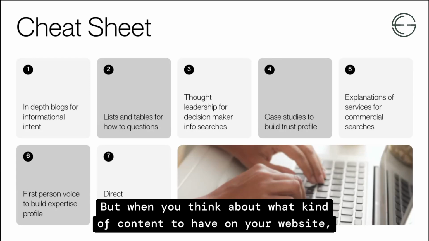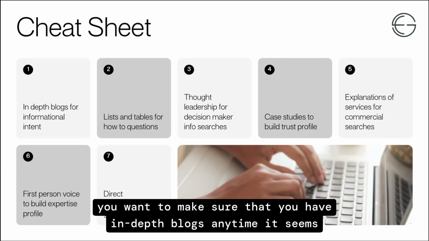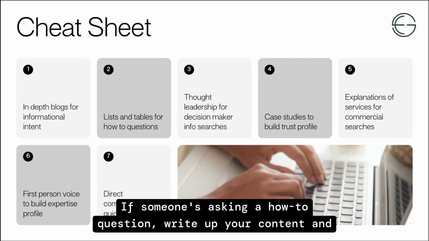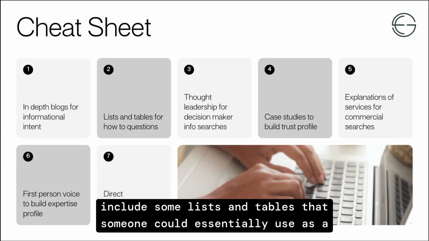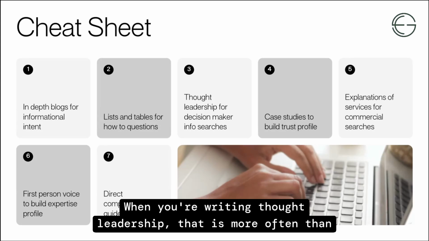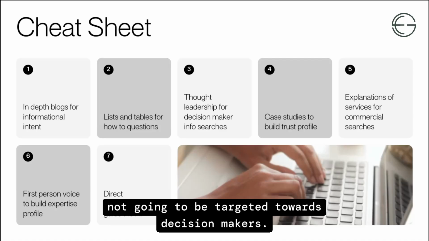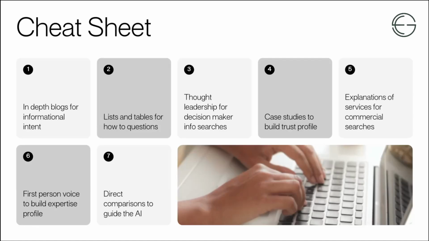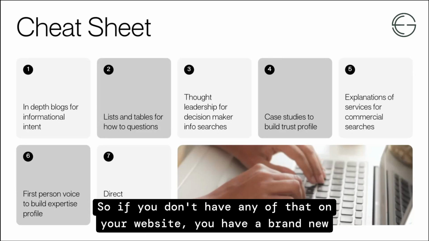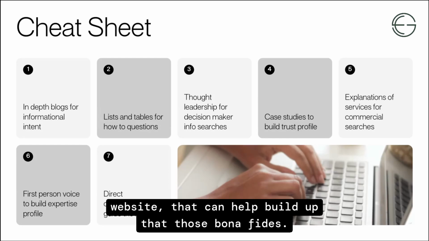But when you think about what kind of content to have on your website, you want to make sure that you have in-depth blogs anytime it seems like someone is really seeking information out of a search. If someone's asking a how-to question, write up your content and include some lists and tables that someone could essentially use as a quick reference. When you're writing thought leadership, that is more often than not going to be targeted towards decision makers. Case studies are good for building a trust profile. So if you have a brand new website, that can help build up those bona fides.